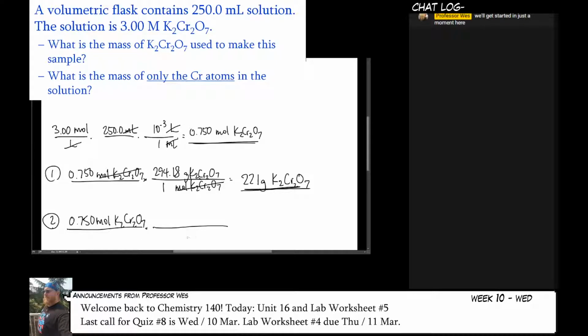But I also know that for every 1 mole of potassium dichromate, I have 2 moles of chromium, right? Because this 2 right there tells us that. So by doing this dimensional analysis, now I have moles of chromium, and I can just go moles of chromium to grams of chromium. And according to the periodic table, 1 mole of chromium weighs 51.996 grams.